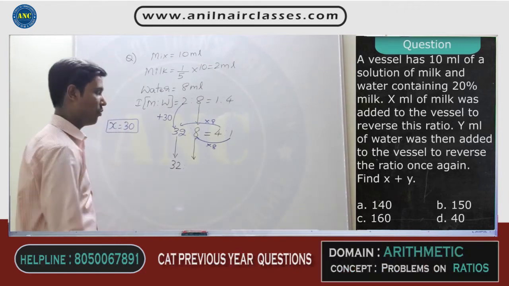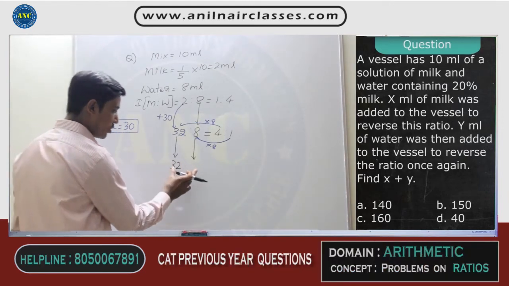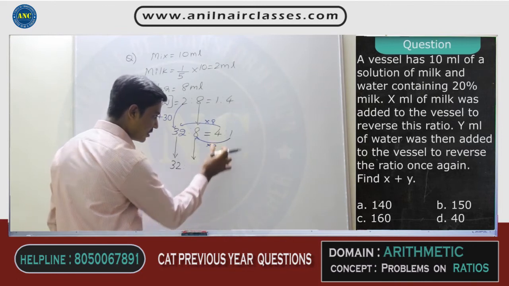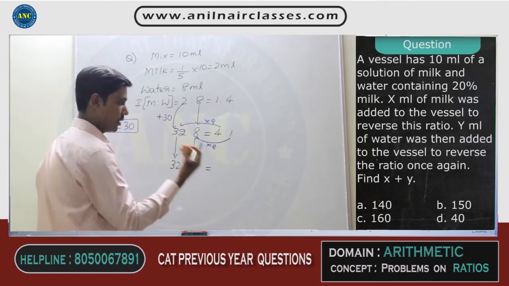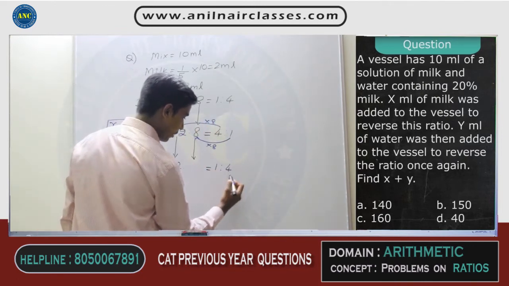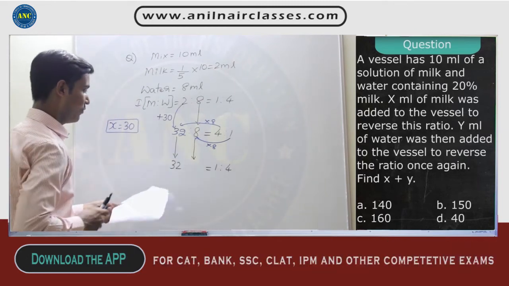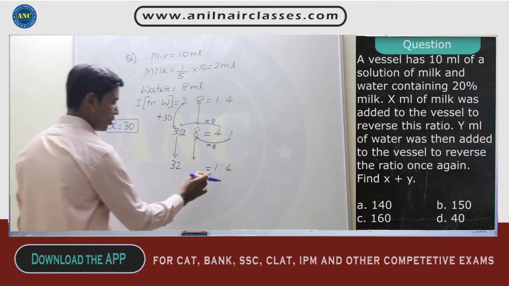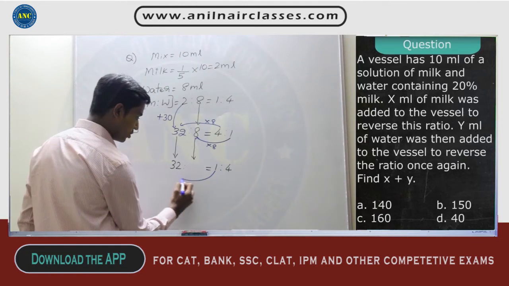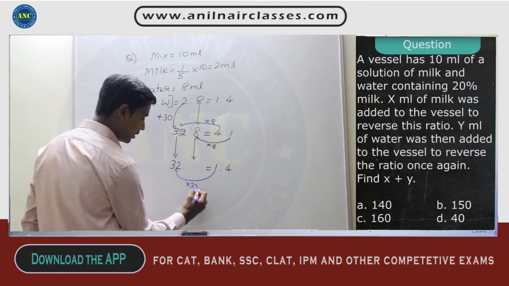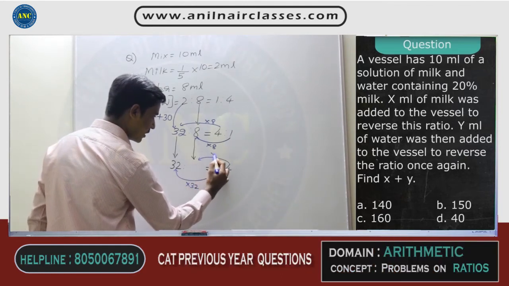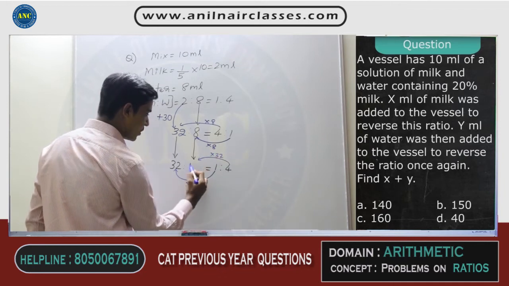We don't know what is the value of Y right now, because you are adding Y ml of water, this ratio will again reverse itself. That means 4:1 will again become 1:4. Now again the same logic, sir. If you observe here, according to ratio milk is 1. According to question 32, 1 into 32 is 32, 4 also into 32. 4 into 32 is 168.